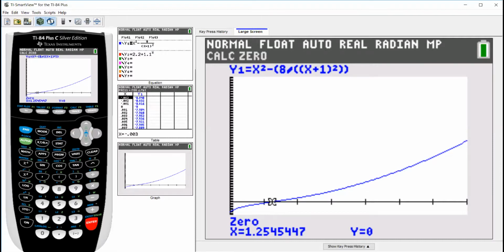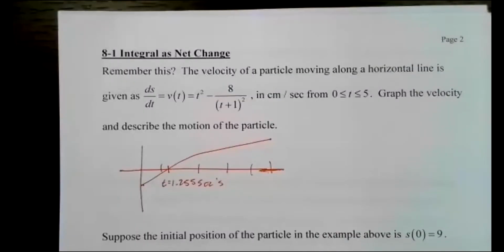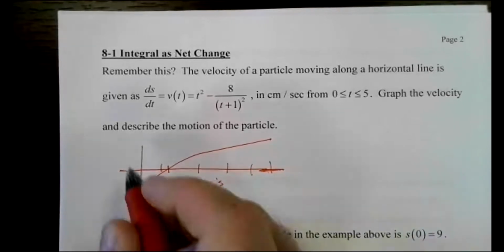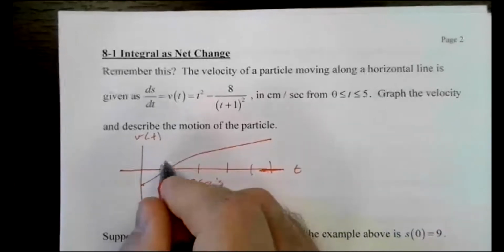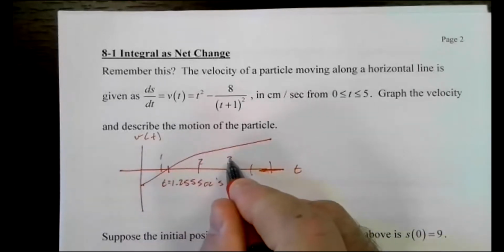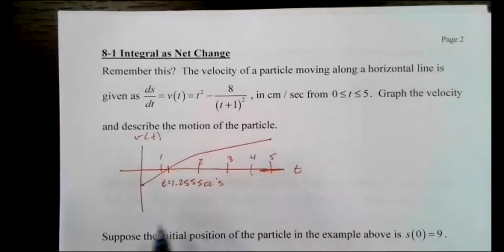All right, let's see what we got here. So I wrote it down, 1.255 seconds. And yeah, the 5 and the s seem to wash together. What are you gonna do? So this is your velocity. This is your time. We got 1, 2, 3, 4, 5. Notice it's really compressed, so you're gonna get some weird values later. Describe the motion of the particle.